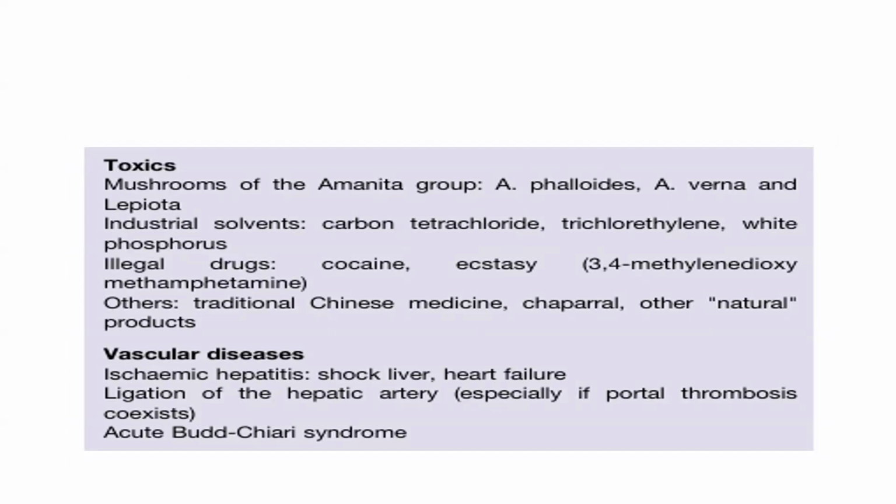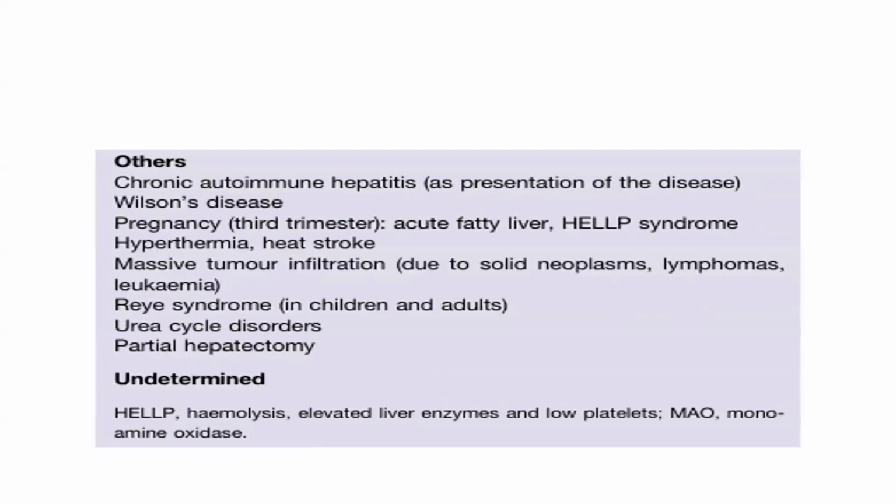Vascular diseases like ischemic hepatitis, also called shock liver, and hepatic failure, ligation of the hepatic artery, especially if portal thrombosis coexists, acute Budd-Chiari syndrome. Others like chronic autoimmune hepatitis as a presentation of the disease, Wilson's disease, pregnancy, acute fatty liver, HELLP syndrome, hypothermia, heat stroke, massive tumor infiltration, Reye syndrome, urea cycle disorder, and partial hepatectomy. Then undetermined causes include HELLP syndrome: hemolysis, elevated liver enzymes, and low platelet count.